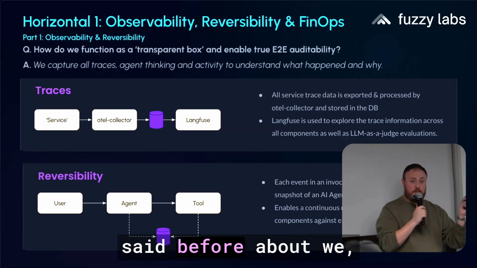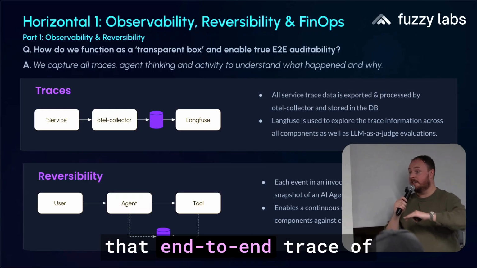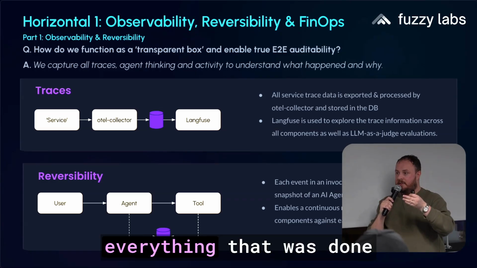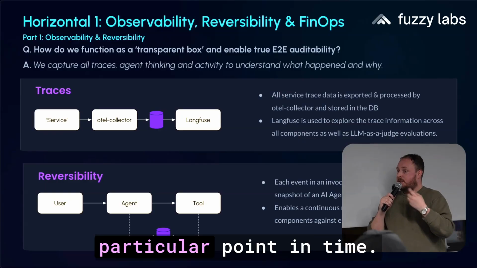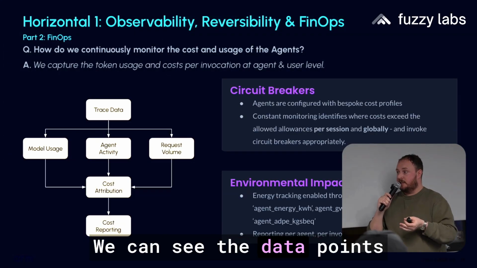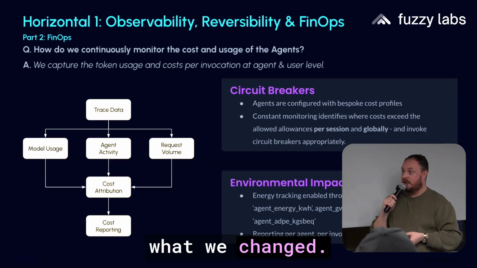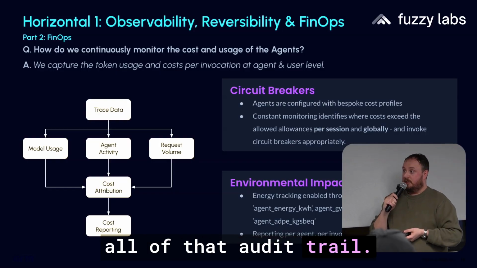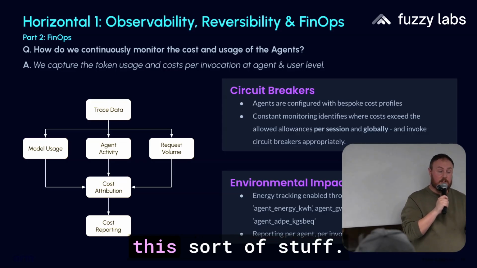So this is what I said before about why we're storing all the versions and all the version hashes. This is how we create that end-to-end trace of everything that was done by a particular version of a particular asset at a particular point in time. We can reverse all that config out. We can see the data points of the customer that we were interacting with. We could see what we changed. This is how we create all of that audit trail. It is critical for us being able to go live. We can't go live without this sort of stuff.